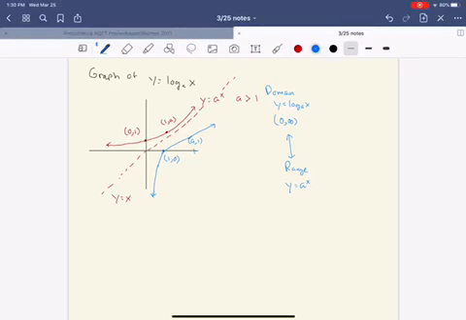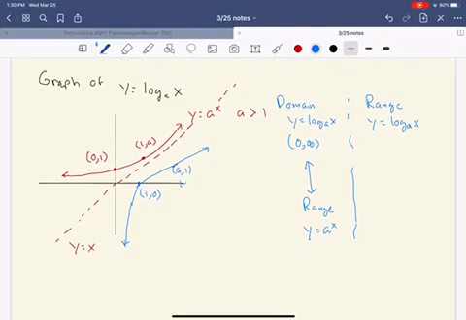Likewise, the range of y equals logarithm, that's going to be from negative infinity to infinity. Remember, that's the set of y values. This goes down to negative infinity and keeps going up to positive infinity. Okay? But when you go left, you've got a barrier here you can't cross. That's that 0 that was here in the domain.